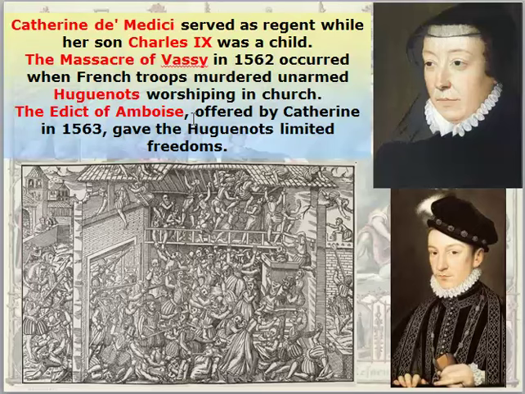The problem is that the king felt, or Catherine felt, that the more power or freedoms the Huguenots got, the more power it would take away from the king. So Catherine opposed them at every point, including to the point where she ordered French troops to murder them, and they're not going to go away that easily.